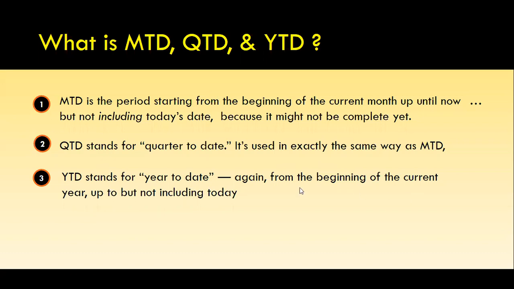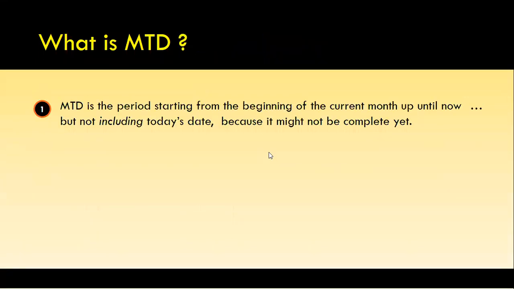And when it comes to companies, they go by the financial year, which is nothing but the fiscal year, not the calendar year. So that is what month to date is all about: starting from the beginning of the current month up until now, but not including today's date.